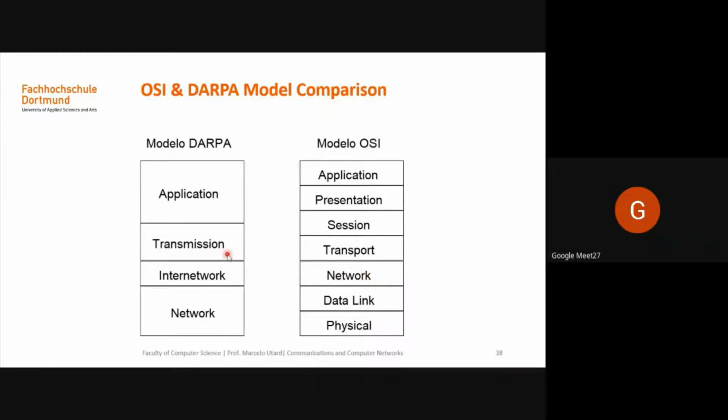The functions implemented at the transmission layer are equivalent to the functions proposed at the transport layer of the OSI reference model. And finally, the functions implemented at the application layer in the DARPA model or TCP/IP model are equivalent to the application, the presentation, and the session layers of the OSI reference model.